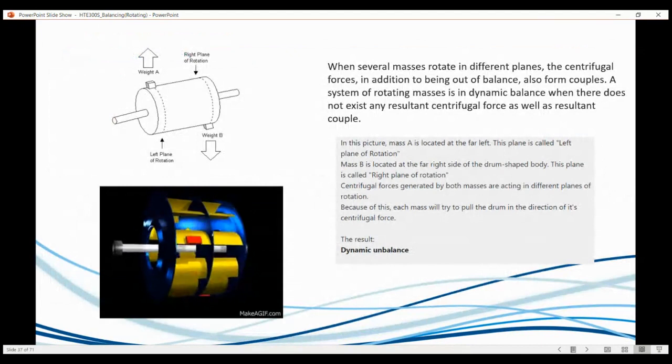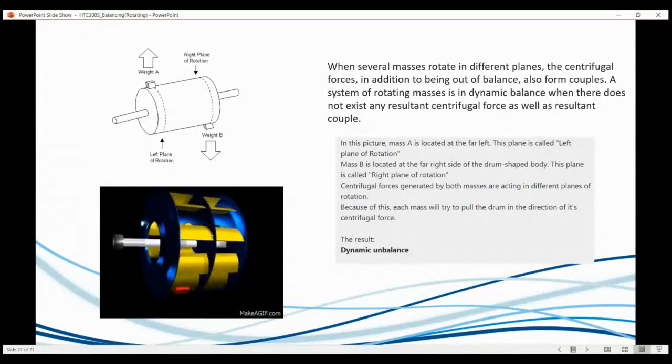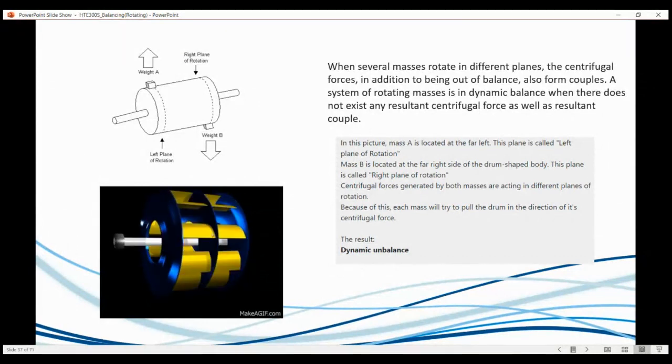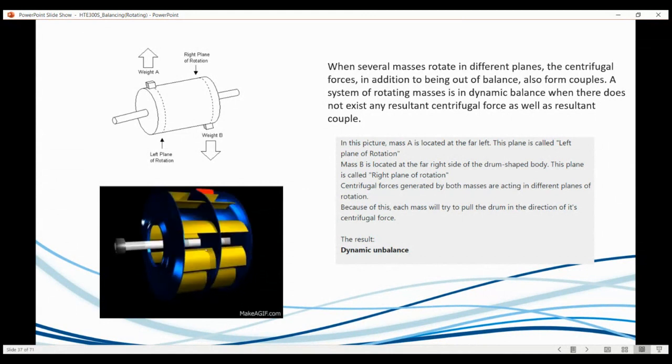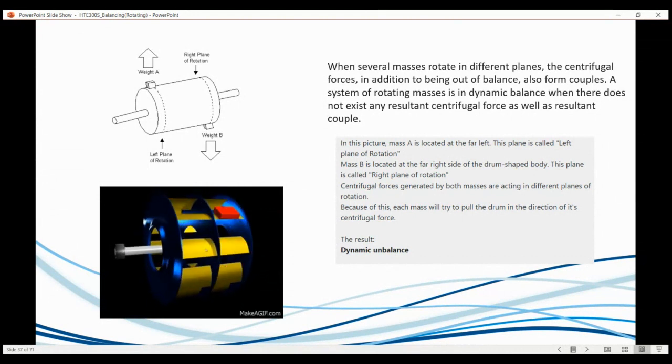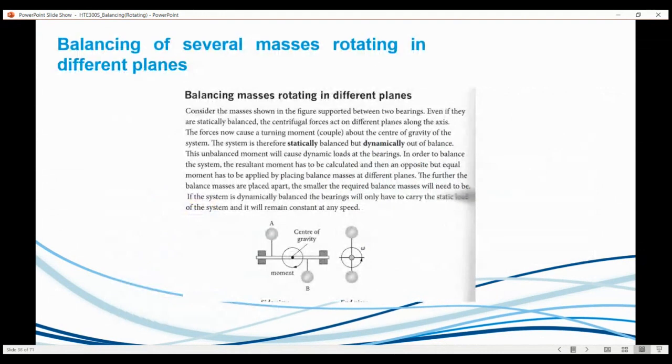Let's state that we have several masses rotating in different planes. So the centrifugal forces, in addition to being out of balance, also form couples or moments. A system of rotating masses is in dynamic balance when there is no resultant centrifugal force as well as no resultant couple. Very important. So there are two conditions which have to be met for the system to be balanced: the couple has to be balanced and the resultant centrifugal force. I'll talk about that now.